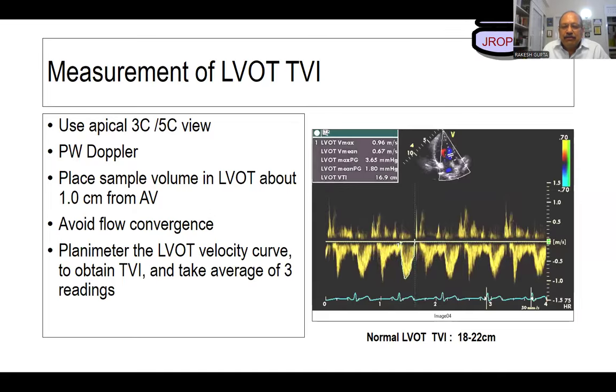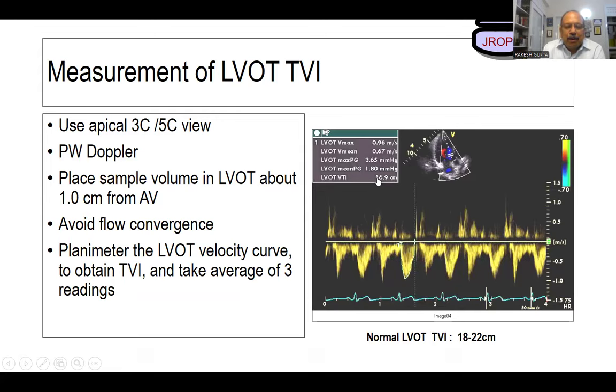Now we went to three-chamber view. We kept a sample volume in LVOT before the aortic valve and then traced this Doppler spectrum pattern. Look, we are tracing it. Normal LVOT VTI is up to 24 centimeters. Now look at the LVOT VTI, 16.9 centimeters. So multiplied by 16.9, it will give me a stroke volume of 46 ml, the absolute value.